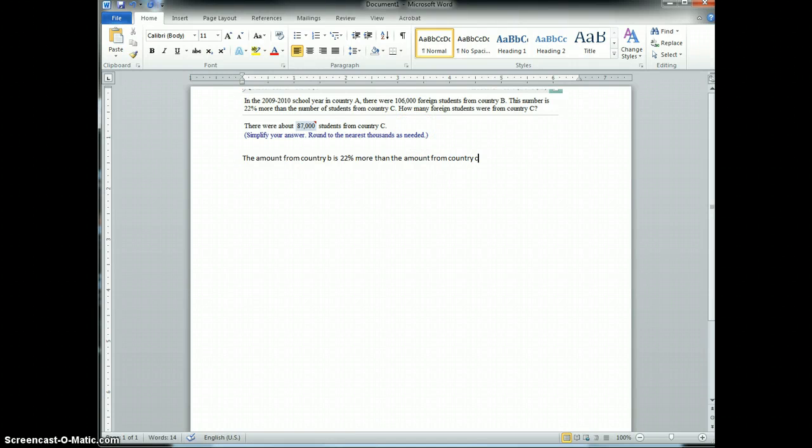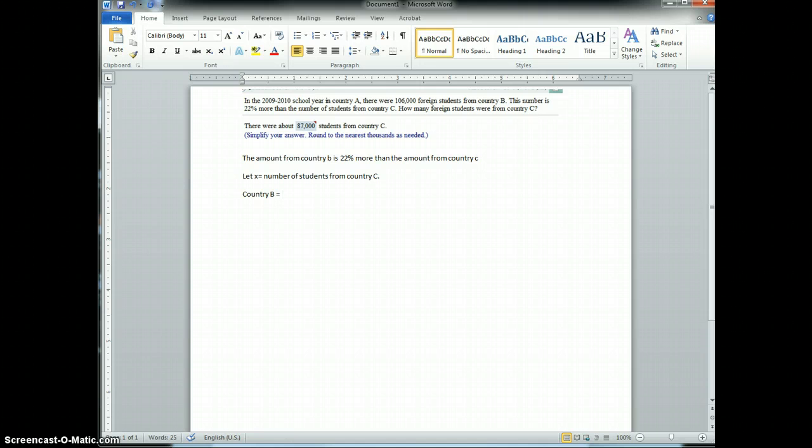So now we need to assign a variable to this. What is it asking us to find? It asks us to find how many foreign students were from country C. So we're going to say let x equal the number of students from country C. And now I'm going to try to translate this. It says the amount from country B is, meaning equals, 22% more than the amount from country C.